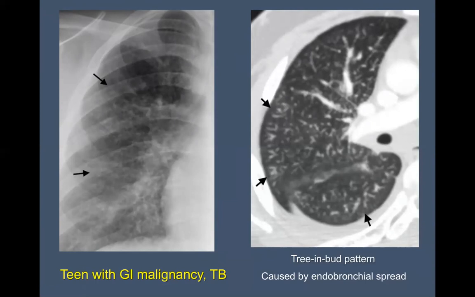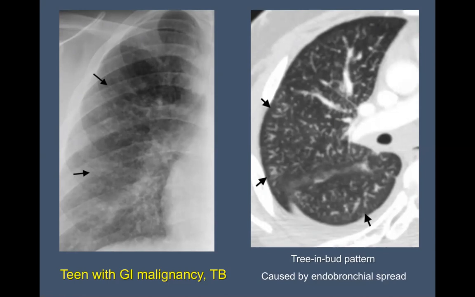When you have endobronchial spread, you can get a pattern that is quite characteristic for progressive TB in the lungs, and that's been termed the tree and bud pattern. So you can see here, and it's much more easily seen on a CT scan. It's really a CT finding. You can't tell that it's trees and buds on your chest x-ray.